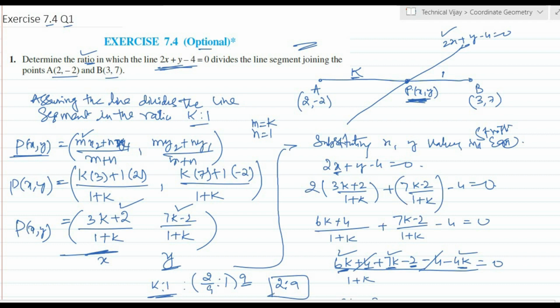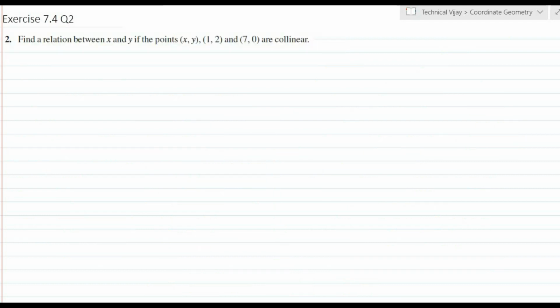Okay, so now we will go for the next one. Find the relation between x and y if the points (x, y), (1, 2) and (7, 0) are collinear.